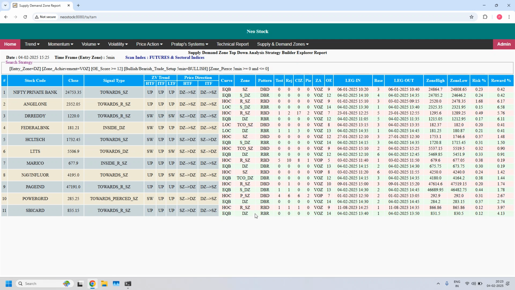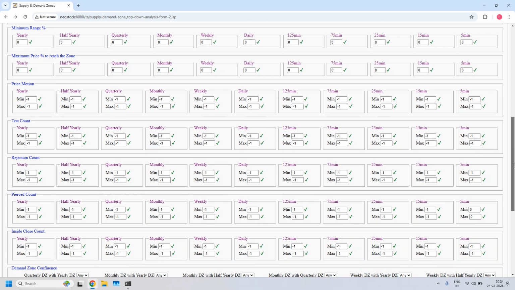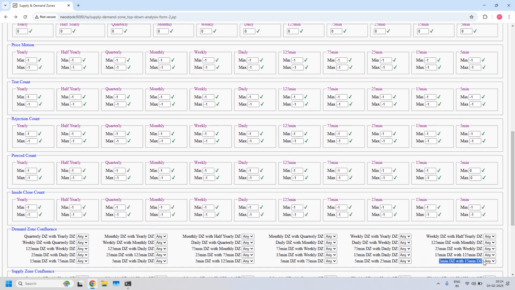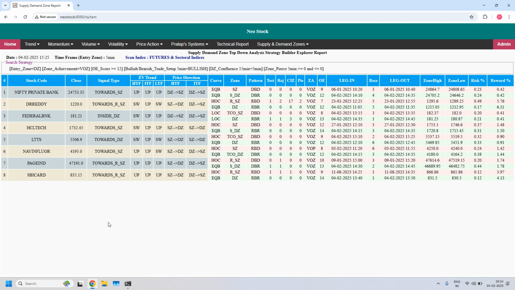All these are 5 minute demand zones. And some of these 5 minute demand zones are high liquidity zones. They are already having some high probability. And we can look for even more high probability by setting zone confluence. First filter in the zone confluence is LTF and ITF demand zone confluence. That is 5 minute and 15 minute demand zone confluence. So I am enabling that filter. With this filter, we got 8 stocks. In these 8 stocks, these 5 minute demand zones are overlapped with 15 minute demand zones. They are overlapped with 15 minutes.